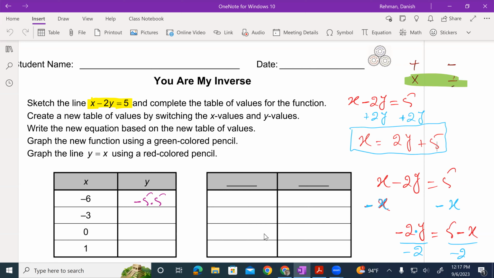You can switch to Desmos on your computer. Open Desmos.